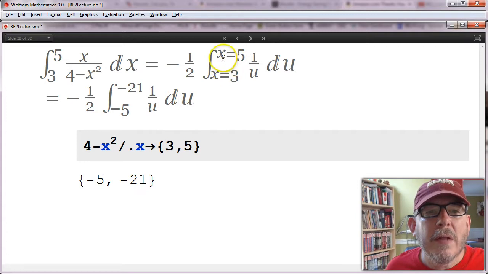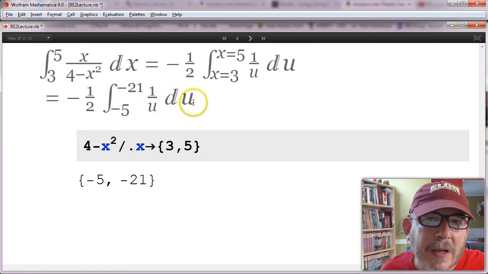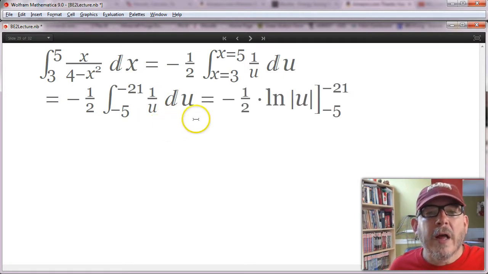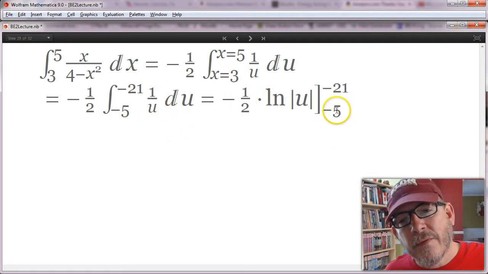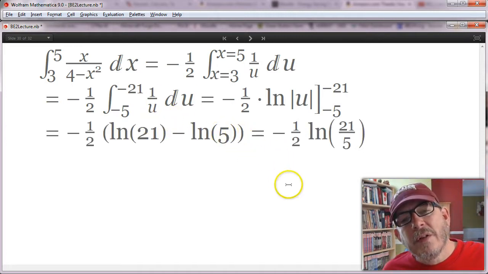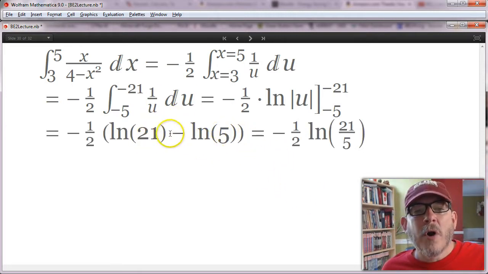Well, that means that x equals 3 and x equals 5 can actually be written in terms of u. We're integrating this thing with respect to u from minus 5 to minus 21, and we know how to do that. Natural log absolute value from minus 5 to minus 21. We plug those in and take the difference, and then we use properties of logarithms, and we get this right here.